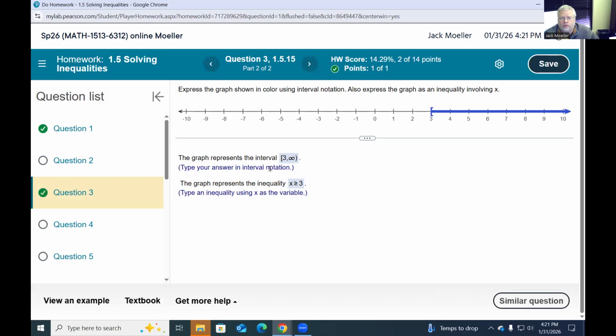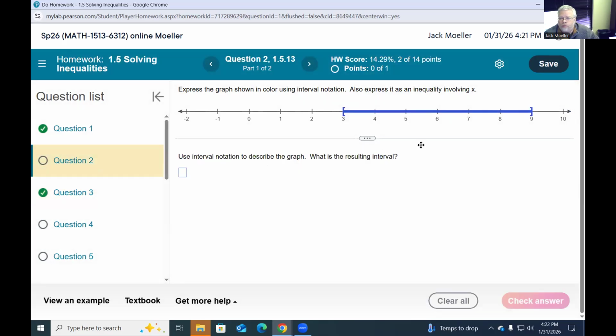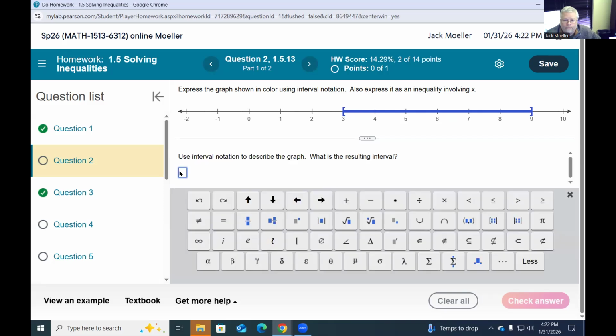I stumbled through that a little bit because I was looking for something. Let me back up and do number 2, same way. Okay. Use interval notation to describe the graph. So that's where we're starting. We need how far left, how far right. Okay. So we have a bracket. So bracket 3, comma, and then on the right we have 9 with the bracket.